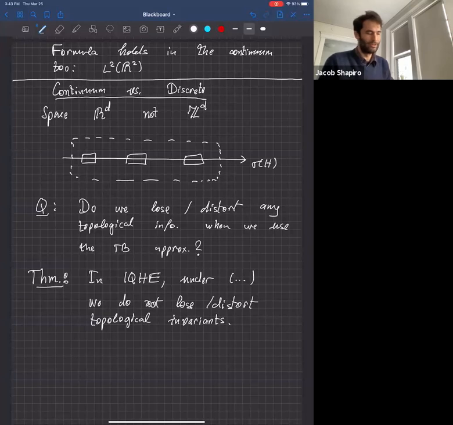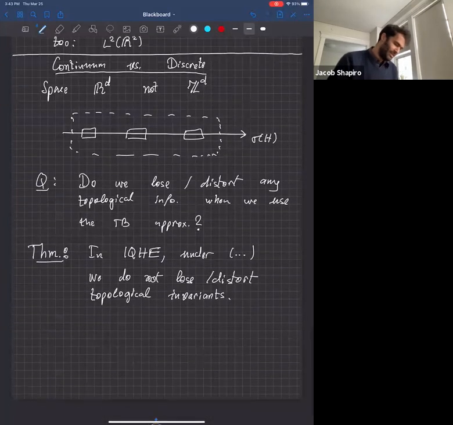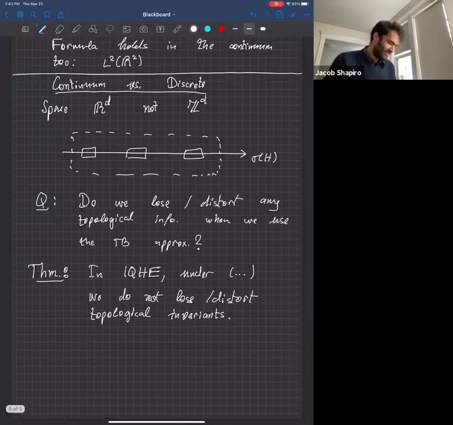For example, one-dimensional chiral systems. It's not so clear that you can prove a similar theorem for such systems. So really, the theorem does have counterexamples.